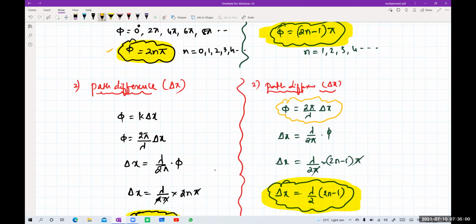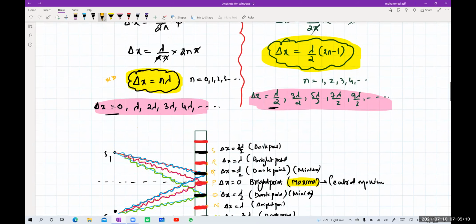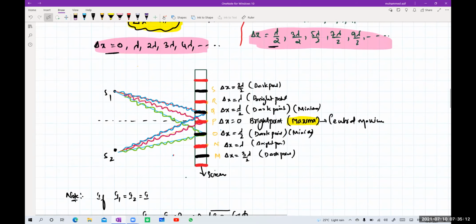So delta x, how much am I getting? Lambda by 2 into 2n minus 1. If I'm starting n is equal to 1, 2, 3, 4, and go on, so delta x is equal to lambda by 2, 3 lambda by 2, 5 lambda by 2, 7, and go on like that. If I take that on the screen and see, we are getting at the center x is equal to 0, a bright point, which is called the central maxima.